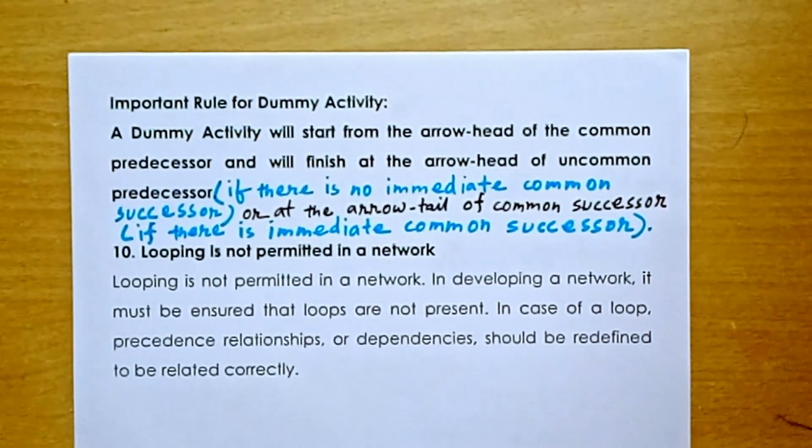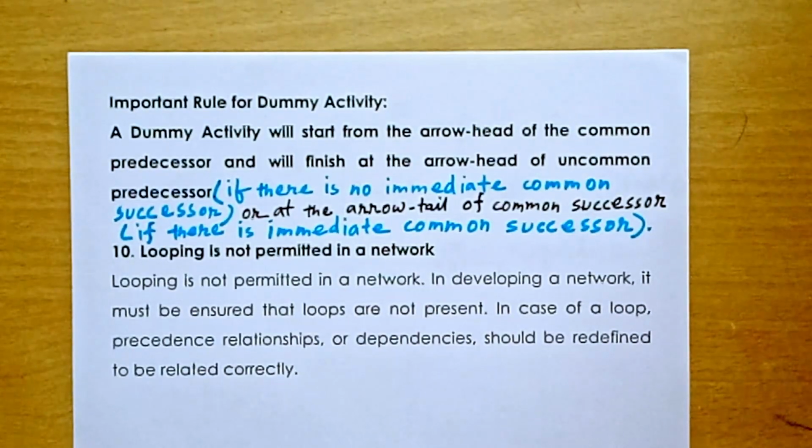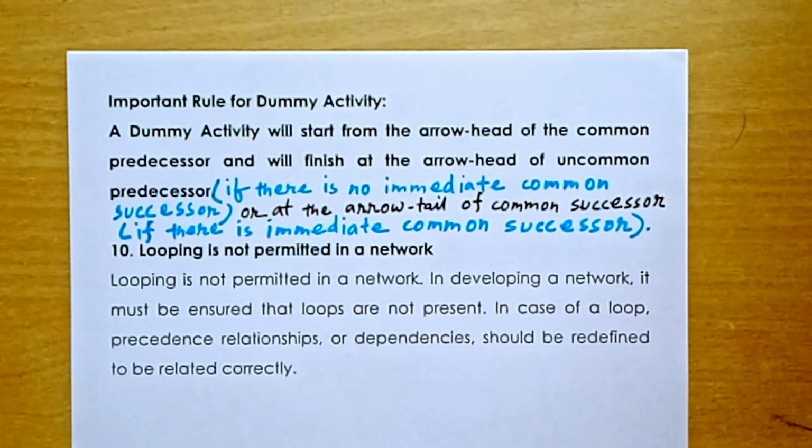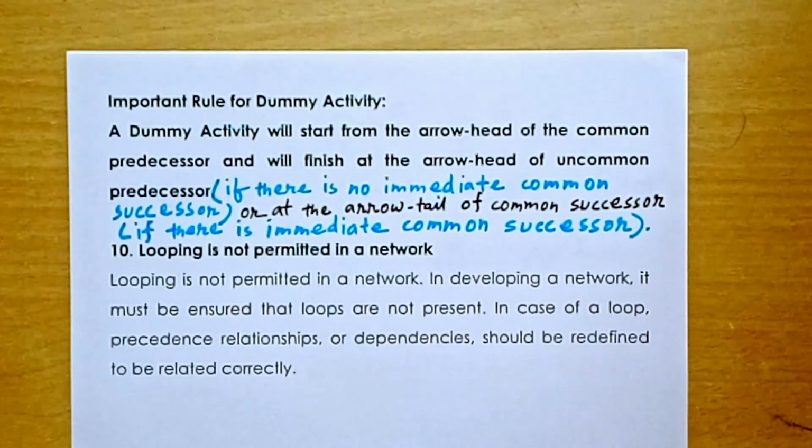Now, an important rule for a dummy activity. A dummy activity will start from the arrowhead of the common predecessor and will finish at the arrowhead of the uncommon predecessor. Of course, if there is no immediate common successor, or it will finish at the arrow tail of the common successor if there is an immediate common successor. Now, this rule we will understand better when we take up a particular network diagram and draw it.